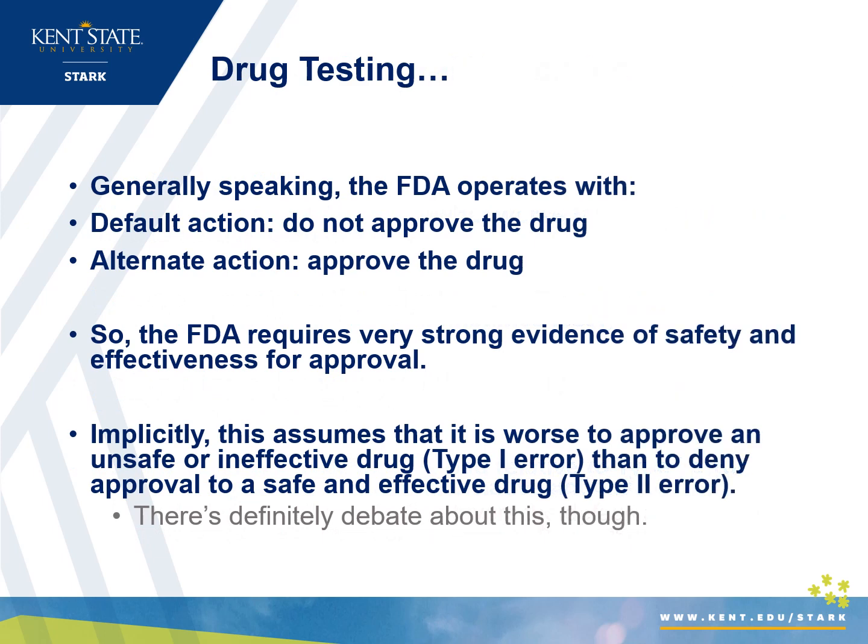Example from the world of pharmaceuticals. Generally speaking, the FDA operates with the default action of not approving the drug. The alternate action is approval. What that means is that the FDA requires fairly strong evidence of safety and effectiveness before they'll approve a drug. This is implicitly assuming that it's worse to approve an unsafe or ineffective drug than to deny approval of a safe and effective drug.